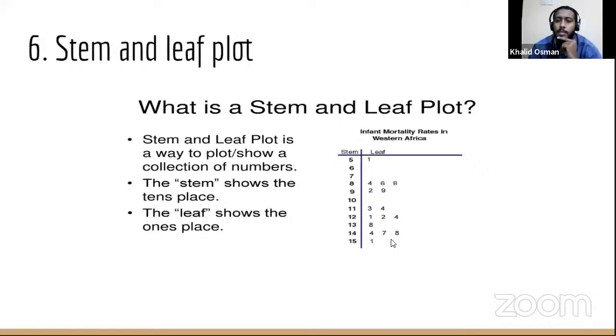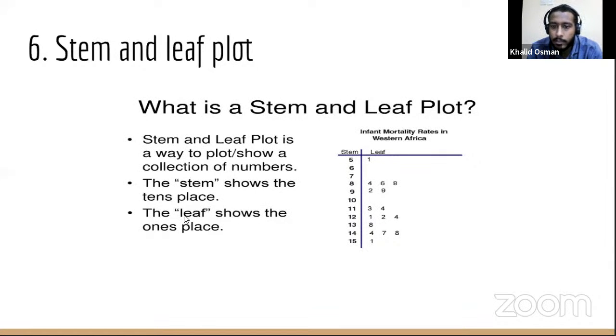Yeah. This is just an example that I've put here. It says that it's infant mortality rates in Western Africa. But what I wanted to explain is how you interpret these results. Let's start with the first one. As we said, this is the stem, this is the leaf. The stem shows the tens place, while the leaf shows the ones place.